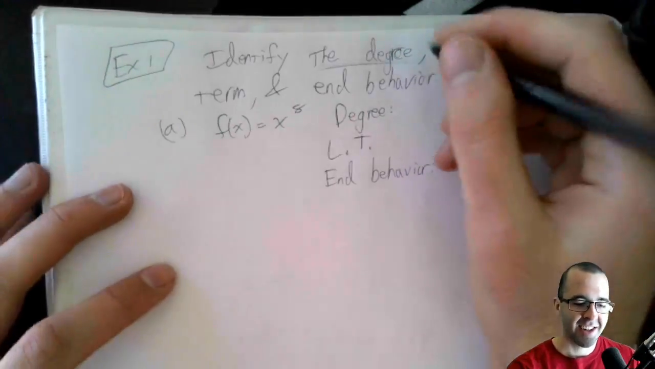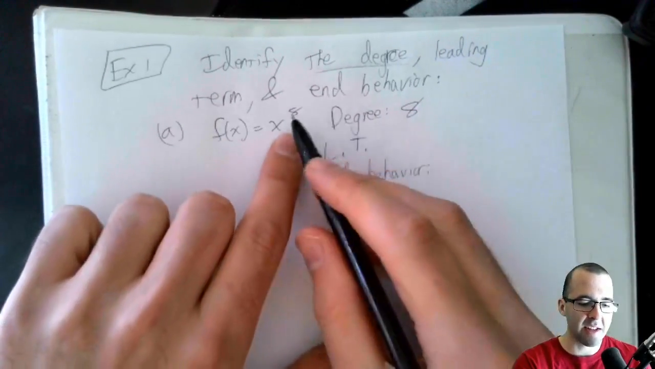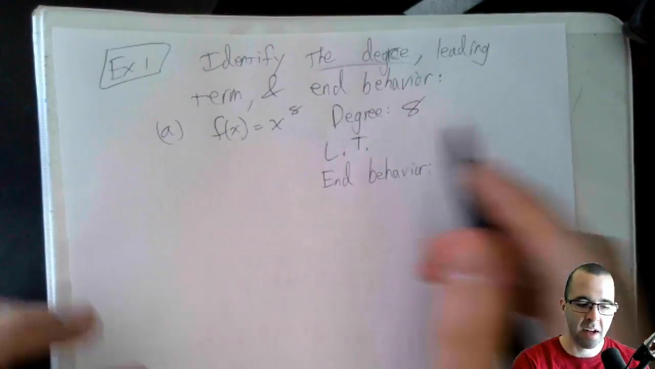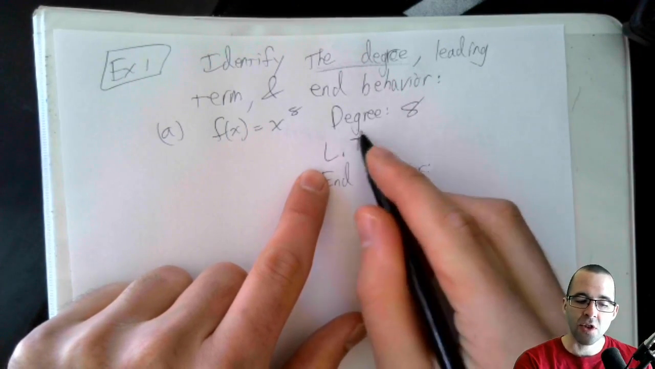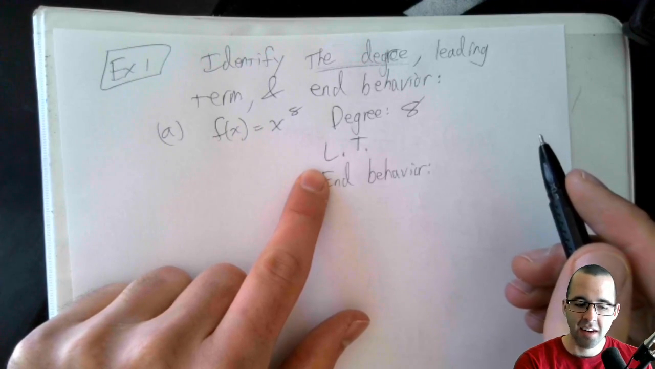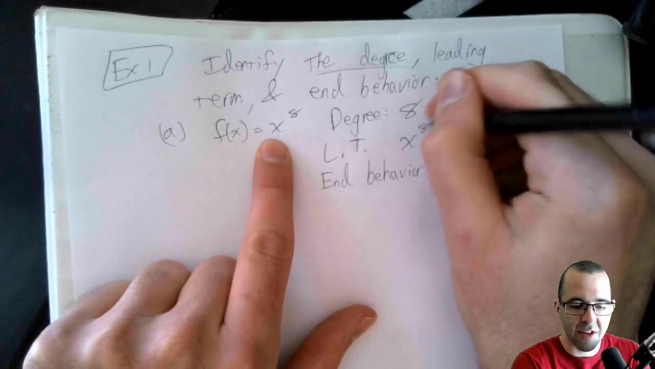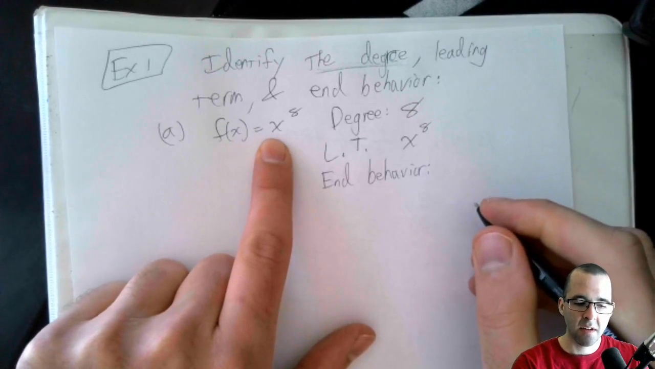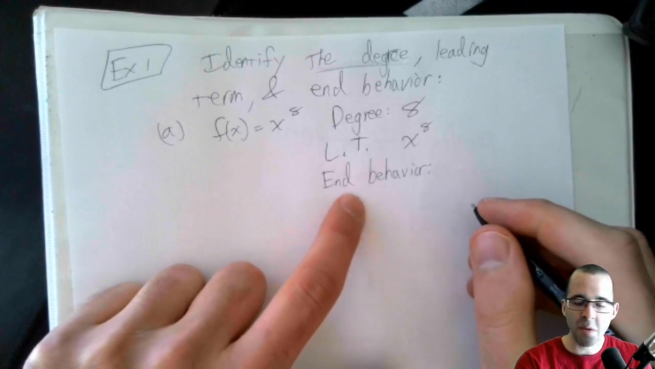All right? Good. It's just 8. There's only one exponent to choose from. Degree is always the biggest exponent. The leading term is just the term that has that degree. In this case, there's only one term, so it's just going to be x to the eighth. Now we need to look at end behavior.